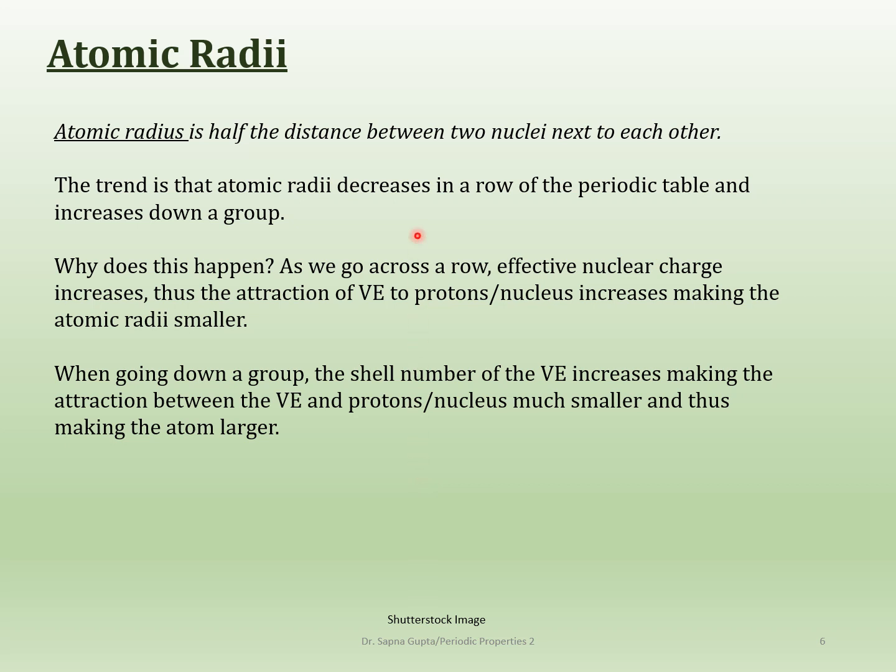Now, you can imagine why the radii would increase even without knowing anything, because as you go down, you keep adding a shell, right? So it's very logical to think, yeah, if you're going to keep adding a shell, you are definitely going to increase the atomic radii, all right? But why does it decrease as you go across? And that's explained by effective nuclear charge.